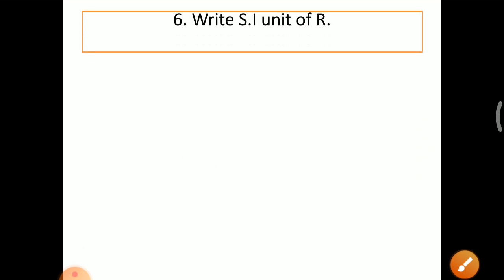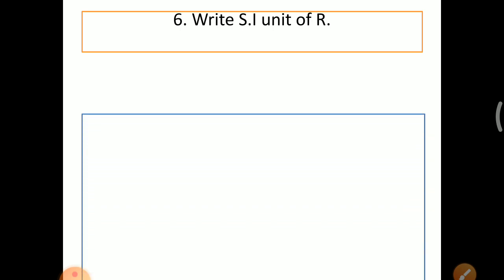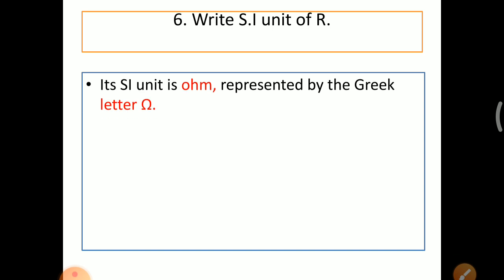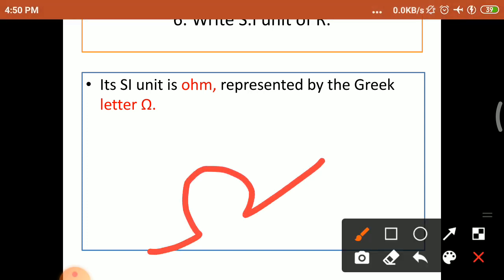The next one, write the SI unit of R. So what is the SI unit of R? Its SI unit is ohm. It is represented by the Greek letter omega. So the SI unit of R is ohm.